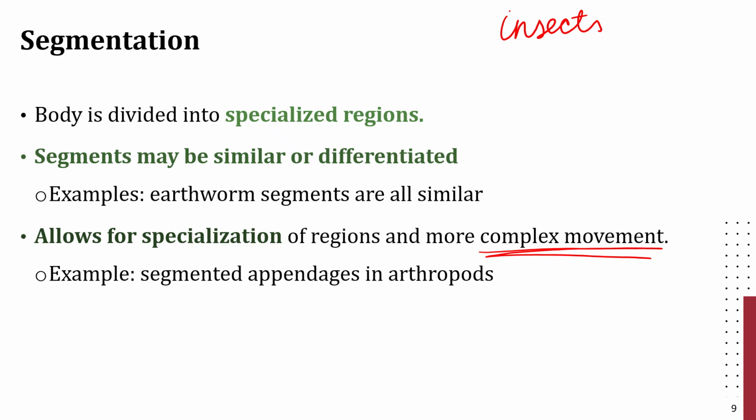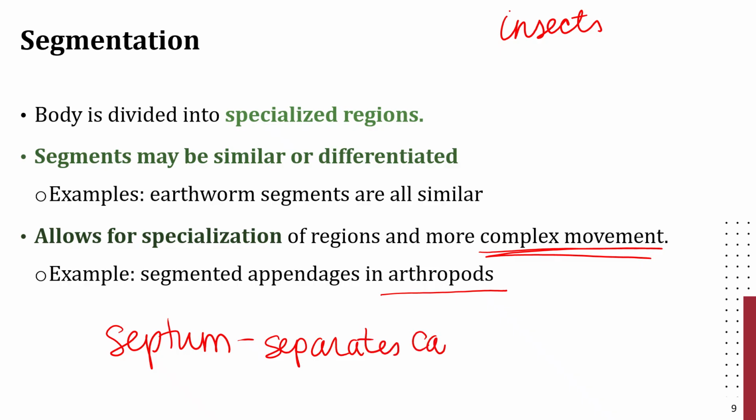So we'll talk about segmentation a little bit later in more detail when we get to our arthropods, which are our insects. Our segmented regions are usually going to be separated by something called a septum. A septum is a structure that separates cavities. So for example, you have a septum down the center of your nose. It separates your nose into two different nostrils, one on each side. Septums are usually a little bit flexible, a little bit soft, like maybe cartilage or something like that, that is going to separate the different segments.